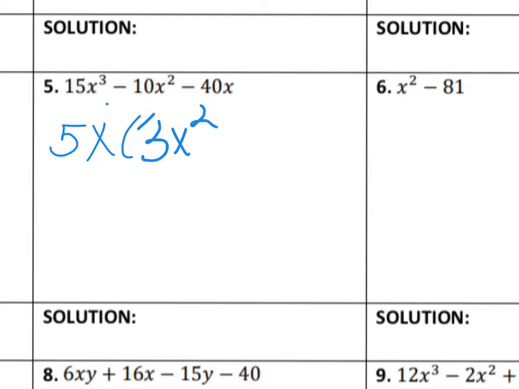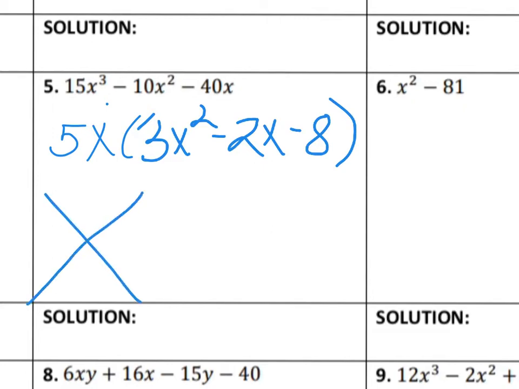And negative 10 divided by 5 is negative 2. And I'm left with a single x. And negative 40 divided by 5 leaves me with negative 8. So now I see that I'm still left with a trinomial. So I'm going to continue to factor that further. And it has a leading coefficient, so I need to multiply 3 and the negative 8. So negative 24 goes in the top part of my x. And this middle term of negative 2 will go in the bottom part of my x.